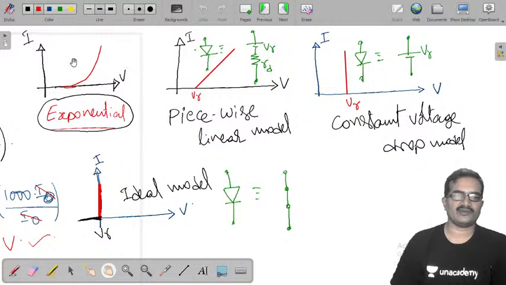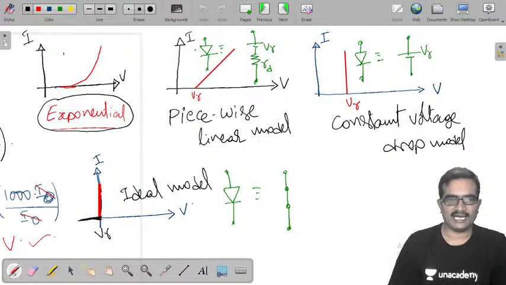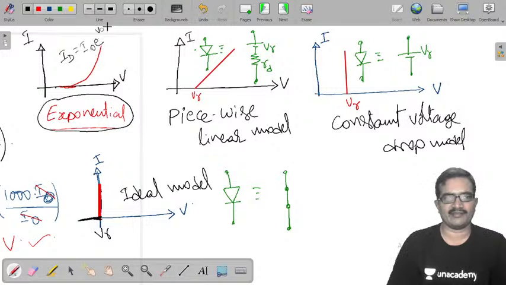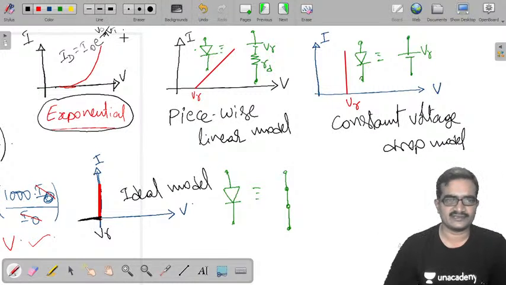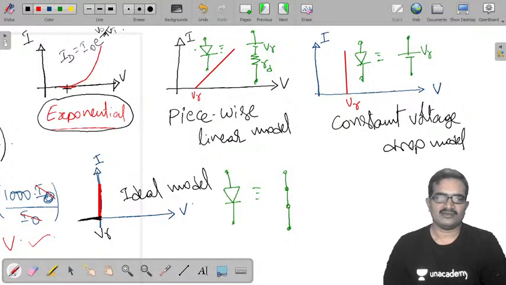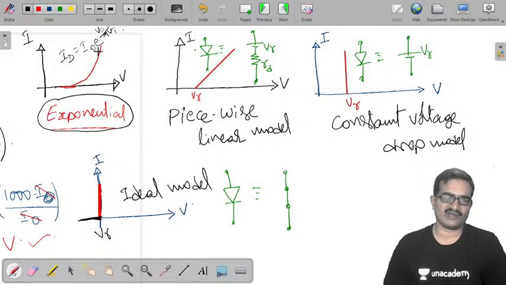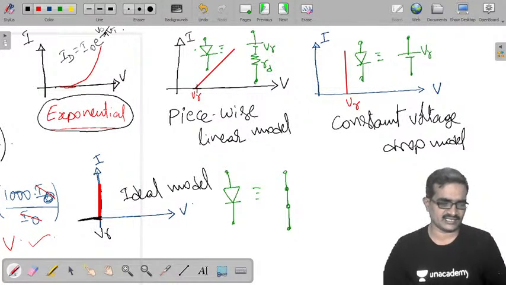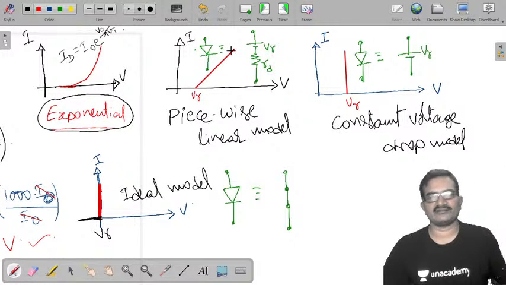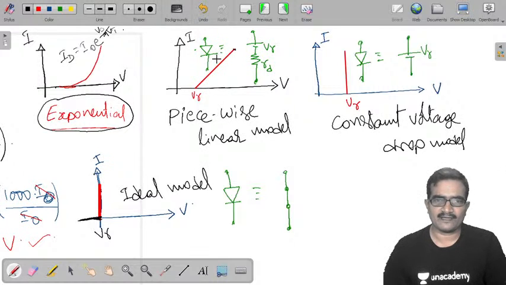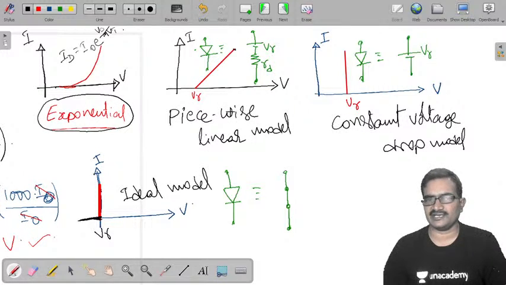Okay, you represented that one by an equation, that is Id equals I naught into e power Vd by eta Vt. Already you defined it. Now instead of taking the plot exponential like this, for my easy calculation I am going to be defining that by linear. Okay, linear like this. So here this is called piecewise linear model.